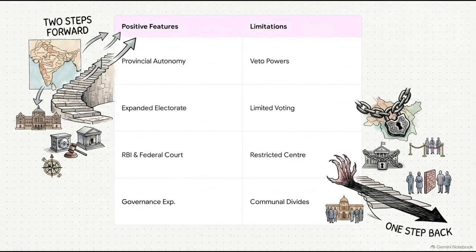On one hand, we see undeniable structural progress: provincial autonomy, expanded legislatures, the birth of the RBI, and the federal court. But on the other side of the coin, we see the firm grip of the empire, those massive veto powers, a highly restricted voting pool, and the really toxic legacy of separate electorates. So yes, it was a major constitutional milestone, but it was absolutely not a modern democracy.